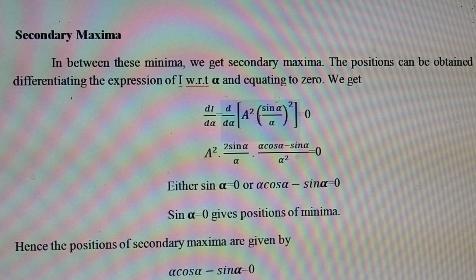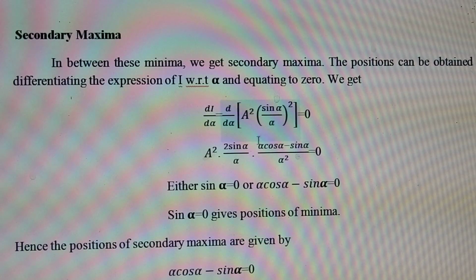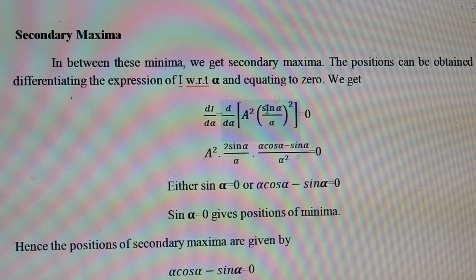So if I differentiate this one, then d by d alpha of A square (sine alpha by alpha) whole square is equal to 0. By differentiating, the A square stays as it is, sine square alpha by alpha square is there. This sine square alpha means it is a square; differentiating the square gives 2 sine alpha by alpha, since we are differentiating the whole square. So 2 sine alpha by alpha can be written as here.